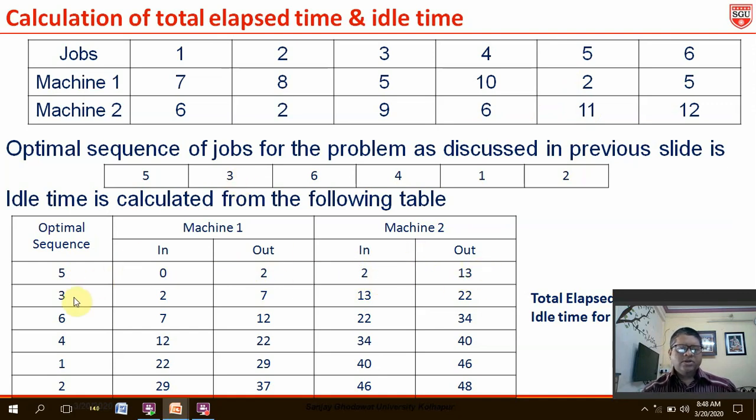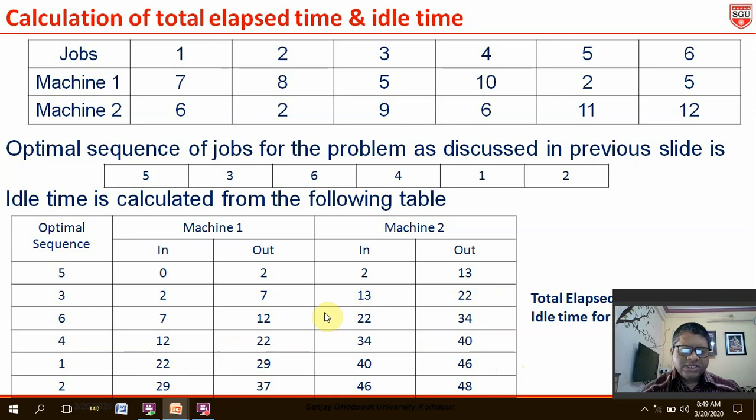Next in sequence is job 3, which has 5 units on machine 1. It can be loaded on machine 1 as soon as the first job is over, that is after 2 units, and then it takes 5 units and is completed after 7 units. Then job 3 is to be taken on machine 2, but I cannot take it immediately after 7 units because the machine is still busy doing the previous job. So it can be loaded on machine 2 once the previous job is over, that is after 13 units. It takes 9 units, so it will finish by 22 units. The same exercise we need to follow.